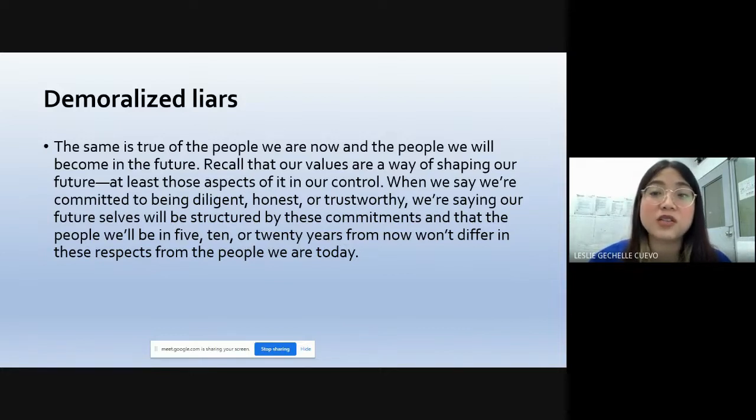Recall that our values are a way of shaping our future, at least those aspects of it in our control. So when we say we're committed to being diligent, honest, and trustworthy, we're saying our future selves will be structured by this commitment and that the people we will be in 5, 10, or 20 years from now won't differ in these respects from the people we are today.